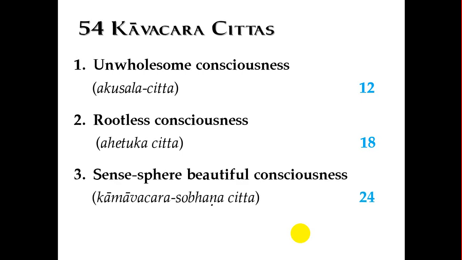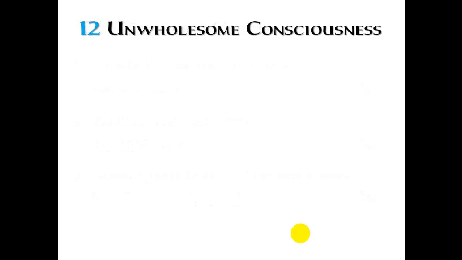Number three, sense sphere beautiful consciousness. So when you are doing good things, when you are offering dana, when you are keeping precepts, when you are meditating before you attain jhana, all these are called sense sphere beautiful consciousness. Right? Consciousness. So we have 24. Here, 12 unwholesome consciousness.